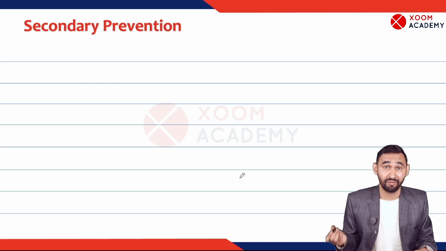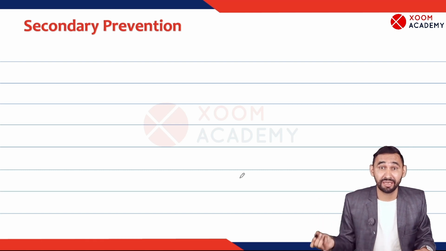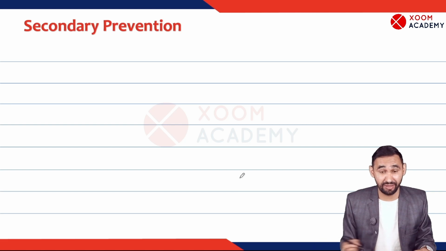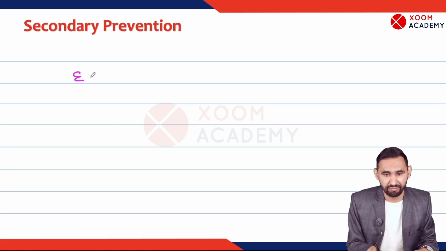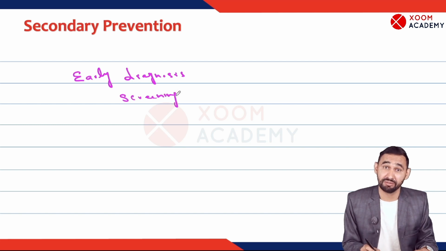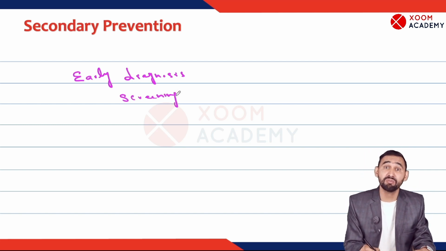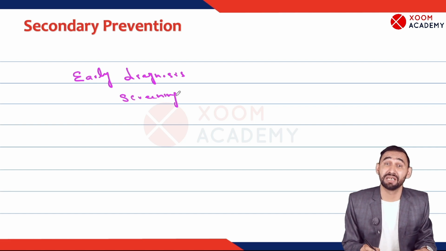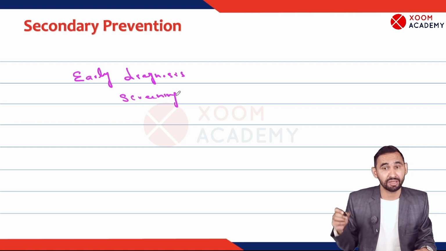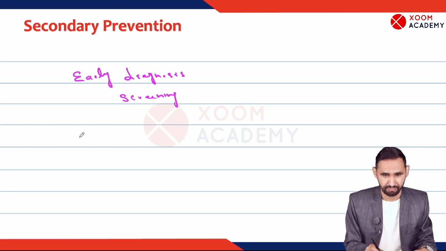But we have to do secondary prevention. If a person develops hypertension, we need to identify, we need to diagnose. Diagnosis is by screening, monitoring of blood pressure. Blood pressure of high-risk persons should be monitored regularly. There should be tracing of blood pressure. If it rises, we should start treatment. And what is prompt treatment?